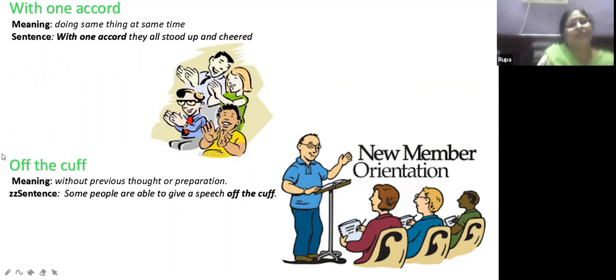Now, off the cuff. What's the meaning of off the cuff? Off the cuff means without previous thought or preparation. It can be used in a sentence like this: some people are able to give a speech off the cuff. It means some people do not write down what they are going to speak about because they are very good at giving speeches. So what do we say? Some people are able to give a speech off the cuff, without any preparation.